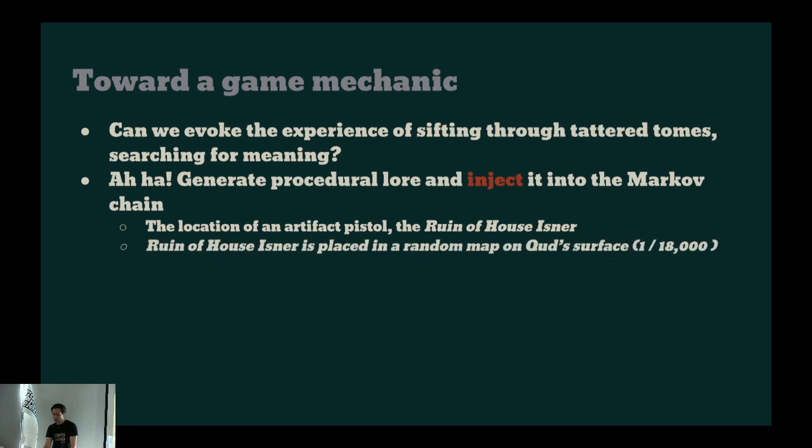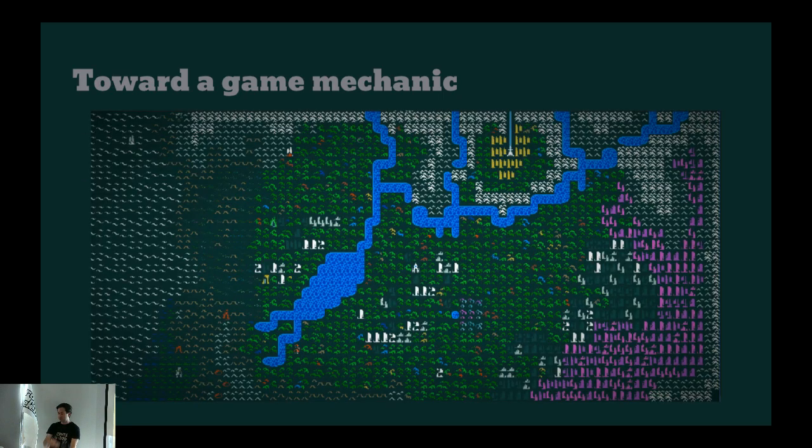The pistol is placed on a random map on the Qud surface, one of 18,000. This is the world map for Caves of Qud. It's 80 by 25 tiles, and each tile is 3 by 3 maps, so there's 18,000.